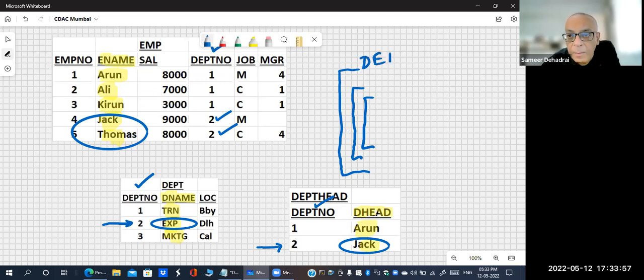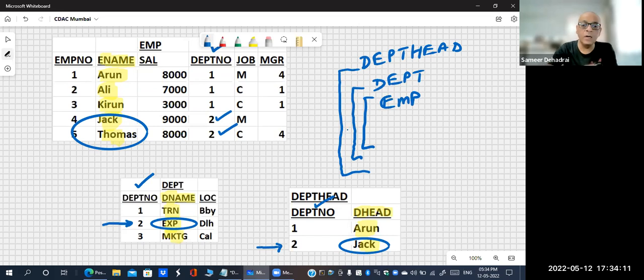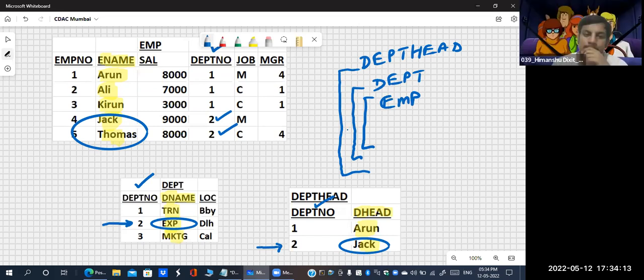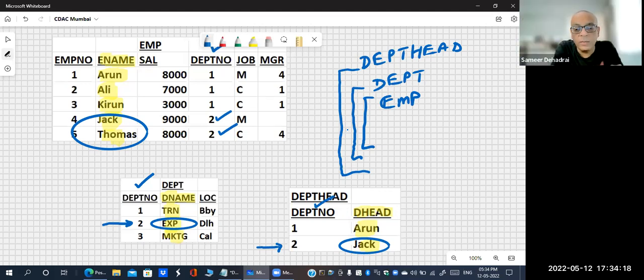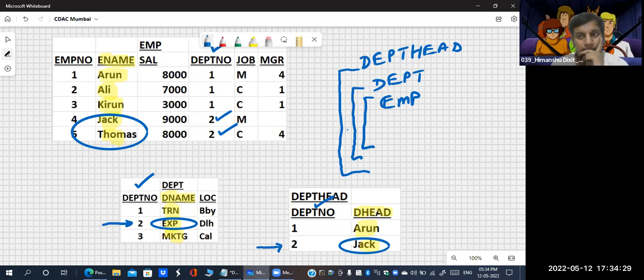Department head is your outermost loop. Department is the middle loop. And EMP is your innermost loop. It's a nested loop up to 3 levels. If you had to write a program to do this, your logic would be similar. You're going to write nested loops up to 3 levels. No problem. Yes, sir. No problem.